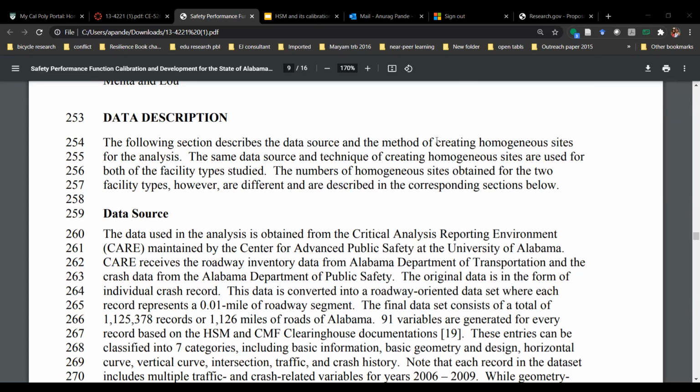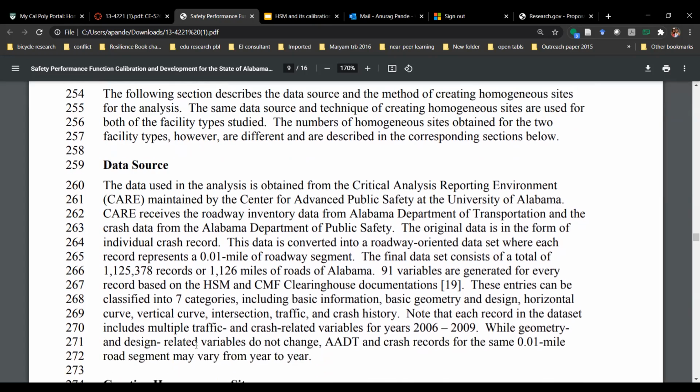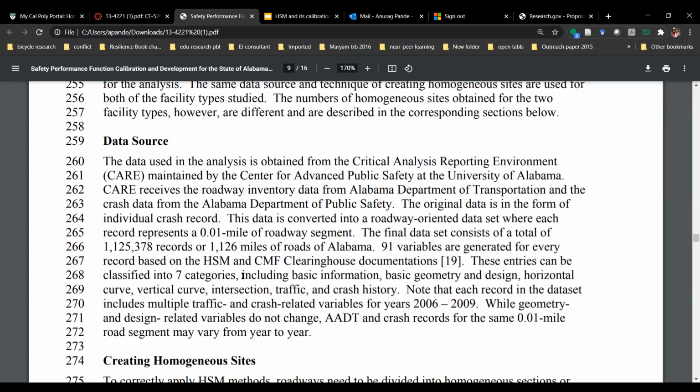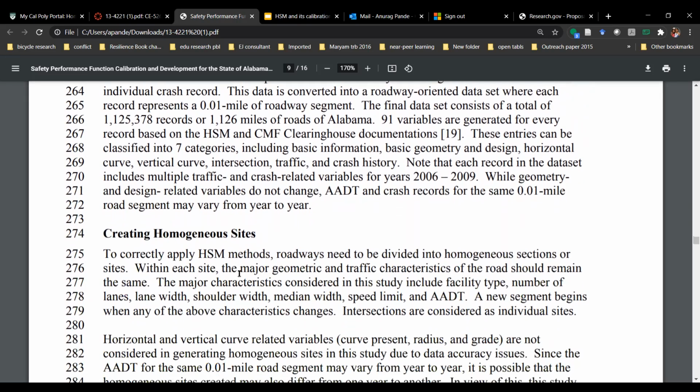What you should be doing is creating homogeneous sites for the analysis. And what are the homogeneous sites for the analysis? The HSM creates these categories of segments: basic geometry and design, horizontal curve, vertical curve, intersection, traffic, and crash history. If you need to apply HSM methods, the roadways need to be divided into homogeneous segments or sites. Within each site, the major geometric and traffic characteristics of the road should remain the same.